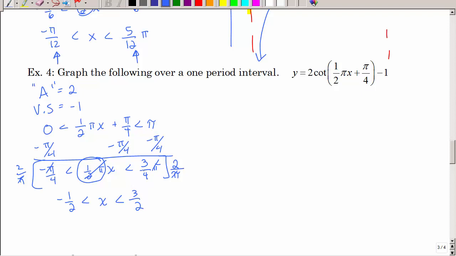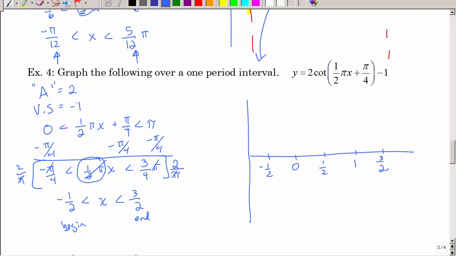The pi's went away. We're still in radians, right? Not in degrees. So again, this is my beginning. This is my end. So take that horizontal axis. What's in between there? Going to be positive 1/2 here, 0, and 1. Then I'm just going to have my vertical. My vertical shift is at -1, so the middle of my graph is at -1.